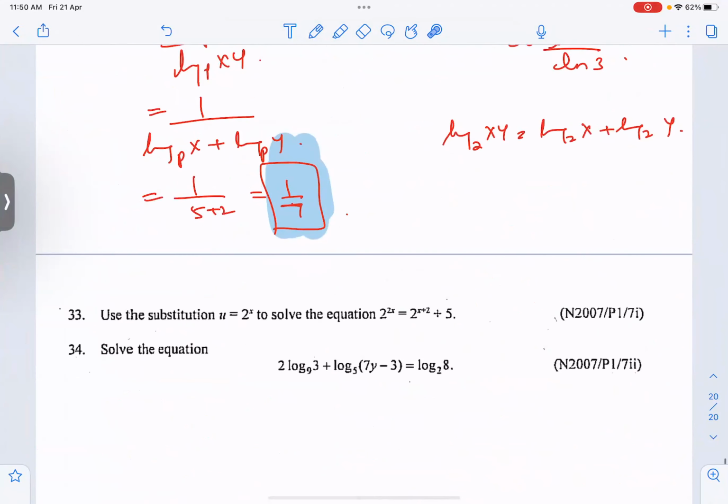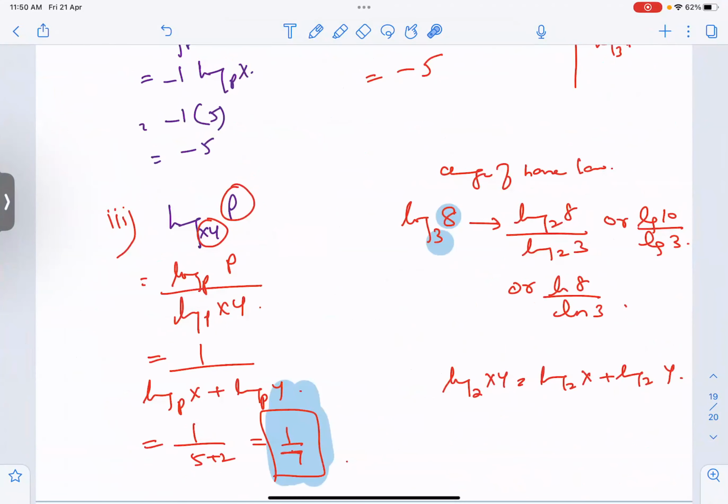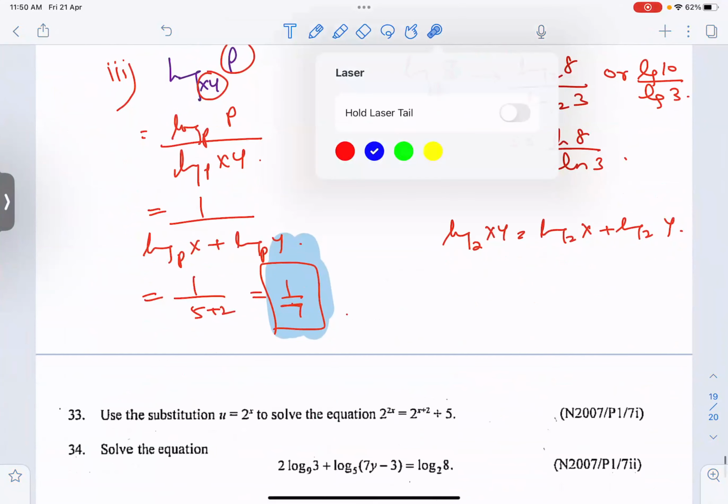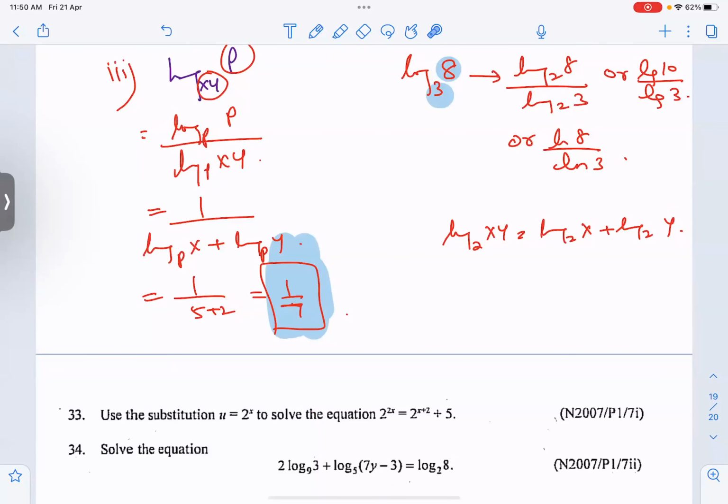That's why. Clear? Now we know log pp is going to become a 1. This will become a 1. And this can be separated by the product law like log px plus log py. The value of log px is given to us as 5 and log py is given to us as 2. When we simplify, we get 1/7 as the final answer.